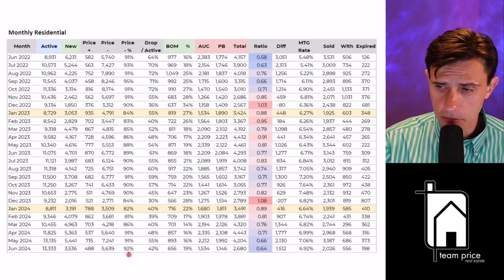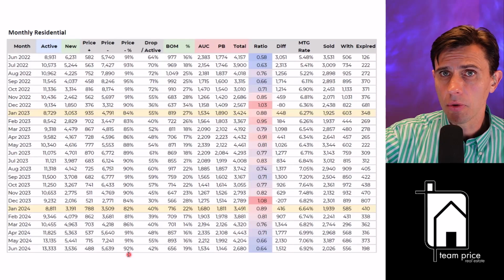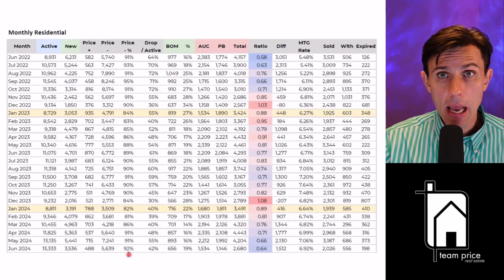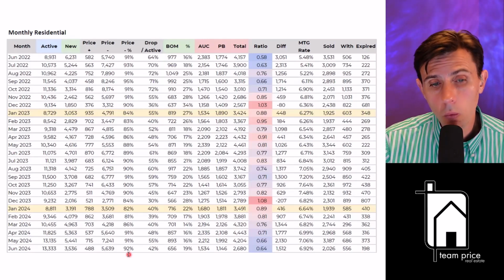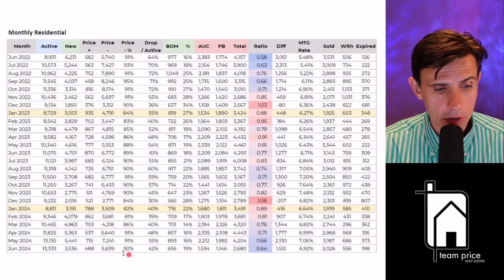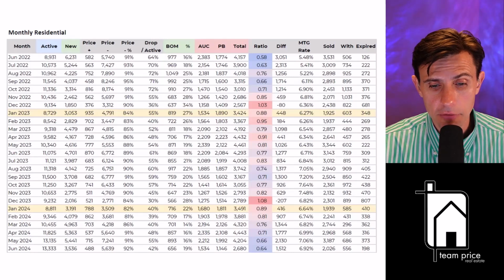So I completely agree with you that buyers have a lot more options right now. Buyers can be way more aggressive, way more assertive, and that's certainly a good thing for buyers.